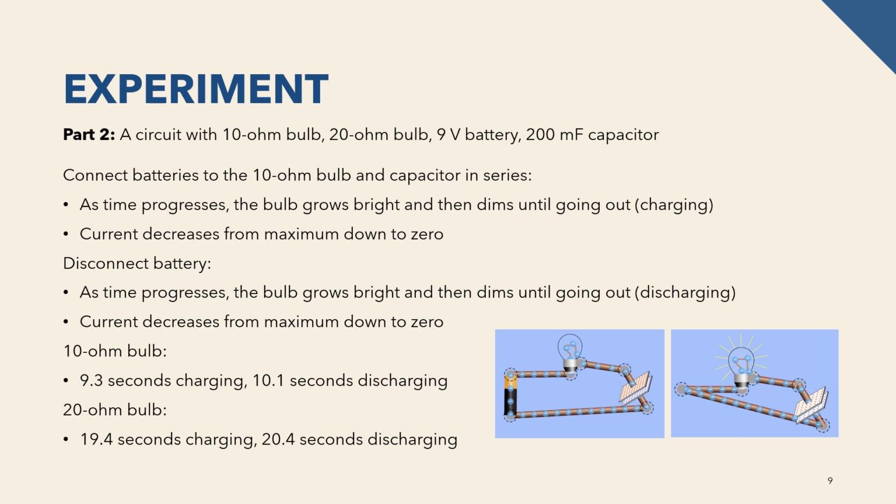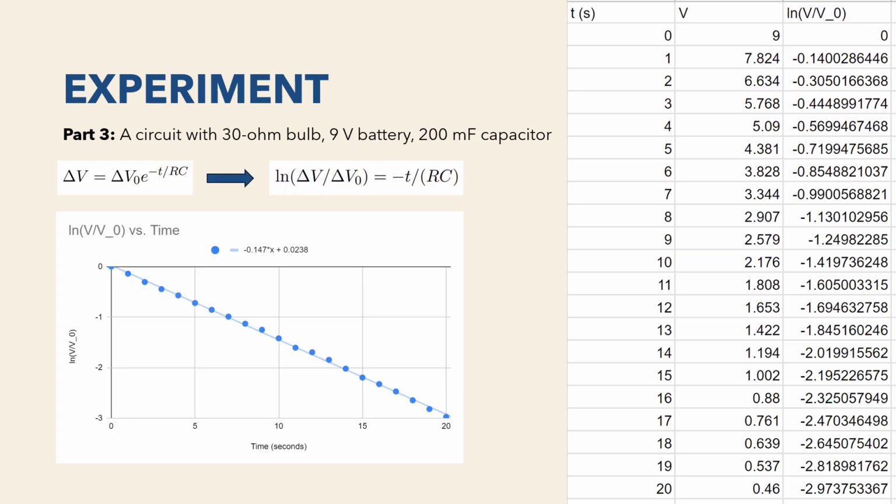Using a stopwatch, I measured the time it took to charge and discharge. For a 10 ohm bulb, it took 9.3 seconds to charge and 10.1 seconds to discharge. For a 20 ohm bulb, it took 19.4 seconds to charge and 20.4 seconds to discharge.